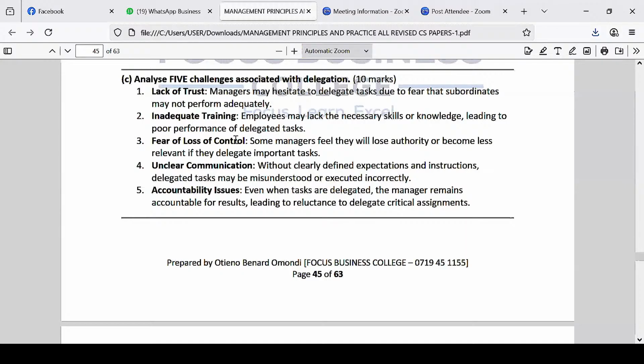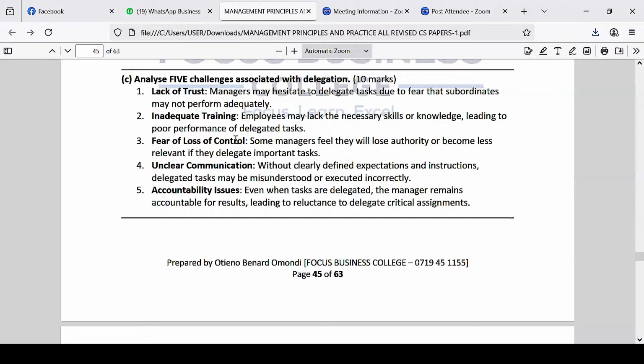So basically, sometimes we delegate tasks and then we don't tell the employees, or we don't tell the junior staff, what to do. So they start guessing what they think should be done. So in delegation, ensure that you tell them the expectation: I'm giving you this work, do A, B, C, D, and report back to me. So that's very important to look at.